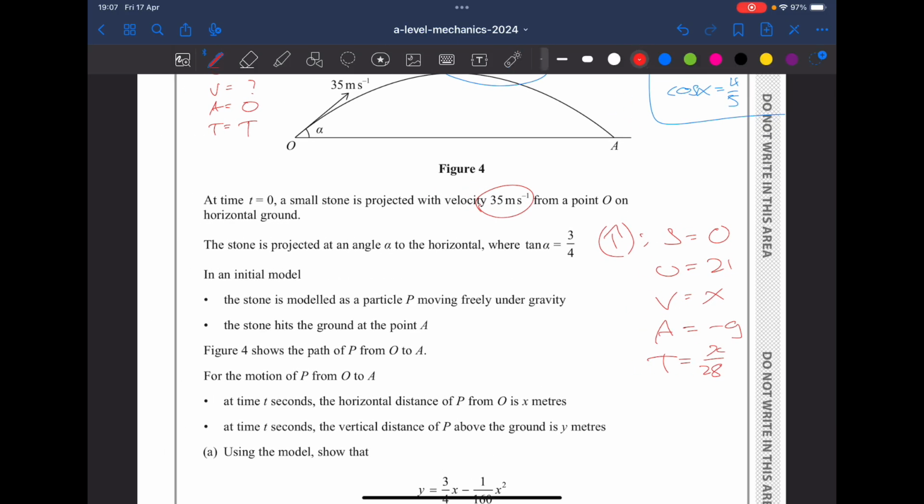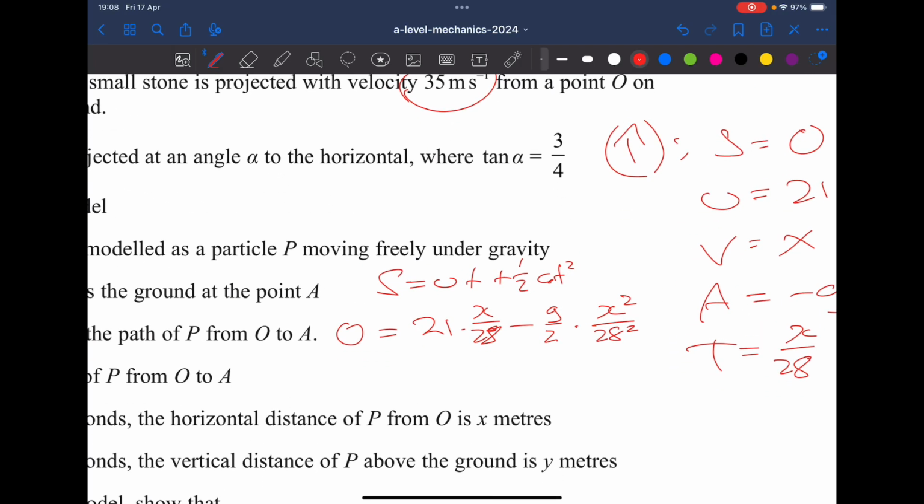So s is equal to ut plus a half at squared. So s is 0, u is 21, t though is x on 28, plus a half of g, so minus g on 2, times t squared. So x squared on 28 squared. It's not such nice numbers. 21 and 28 is okay. That's 3 over 4 times x, still minus g on 2 times 1 over 28 squared.